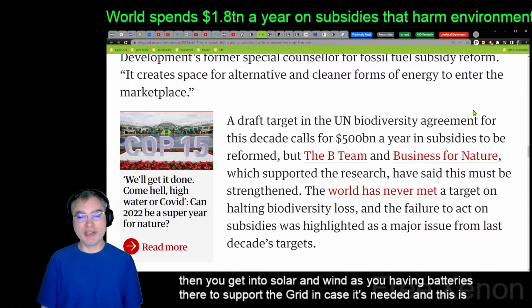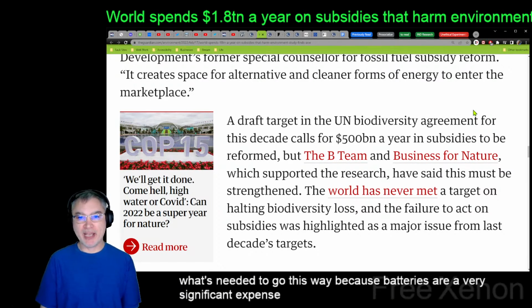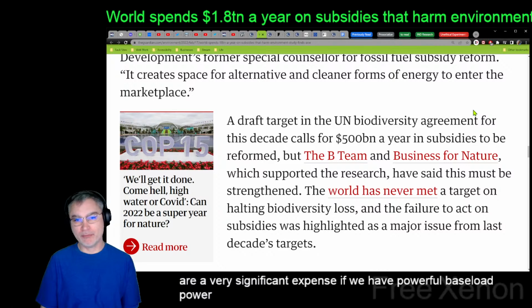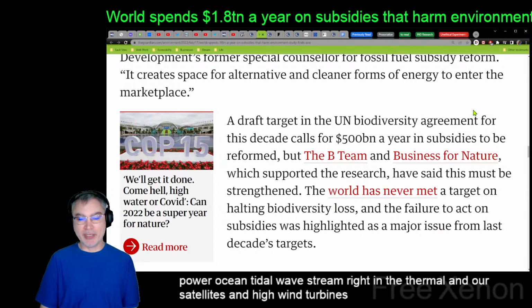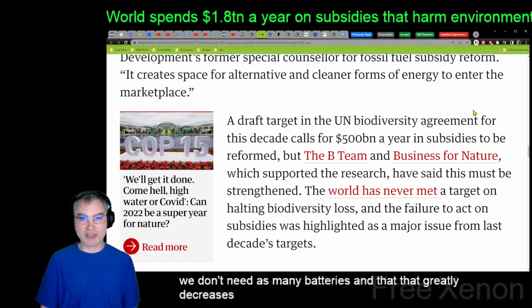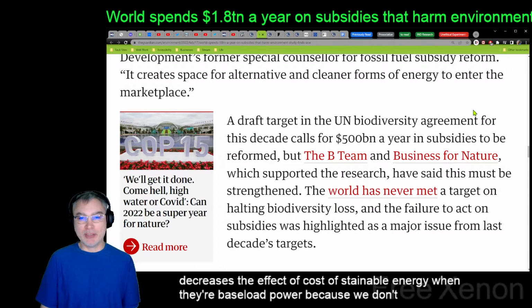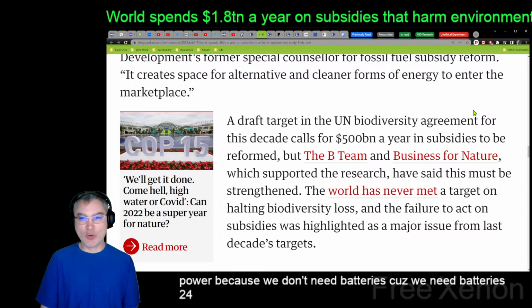And it's needed to go this way because batteries are a very significant expense. If we have powerful baseload power, ocean, tidal, wave, stream, geothermal, power satellites, high altitude wind turbines as our baseload power, then we don't need as many batteries, and that greatly decreases the effective cost of sustainable energy. We need batteries for solar and wind, because they're intermittent.